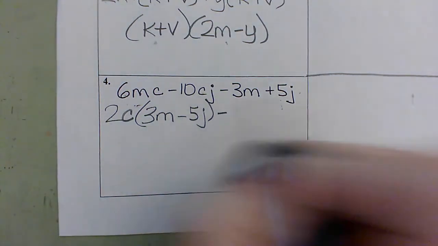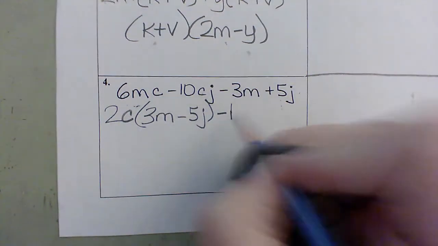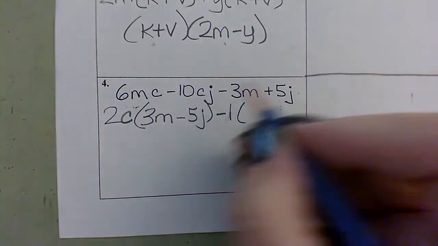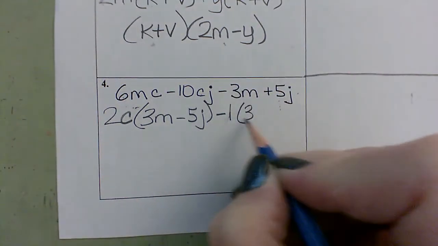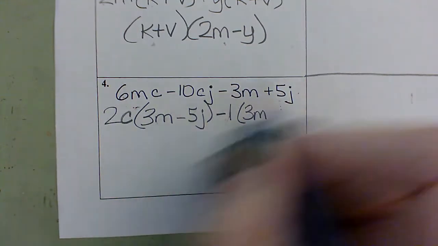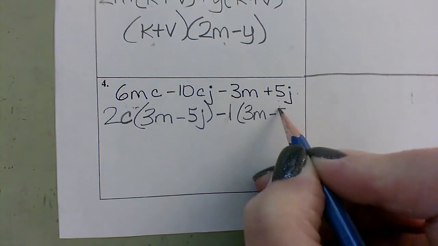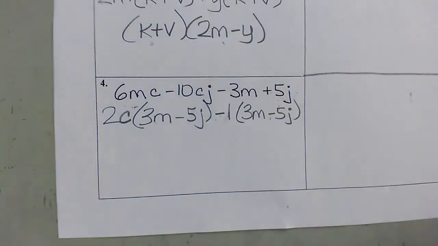I'm going to take out a negative. But that's like removing a negative 1. Otherwise, I don't have anything there, right? So I'm going to take out that negative as a negative 1. That flips this whole thing to positive 3M, which is what I want. And this positive 5J will become the negative 5J that I want, because 2 negatives give me a positive.